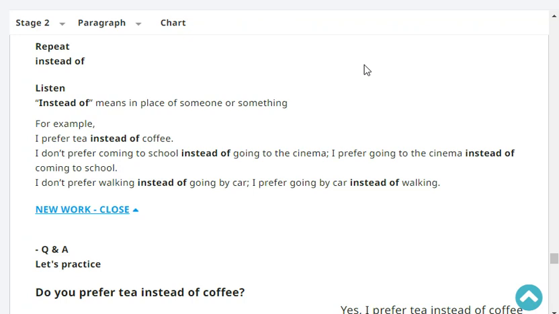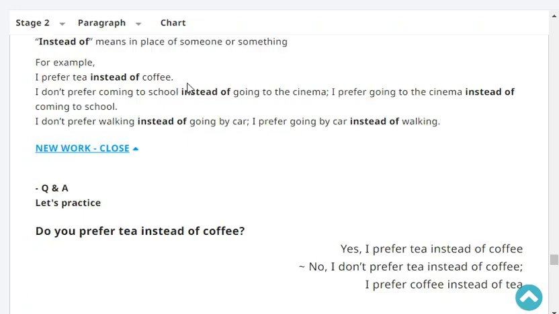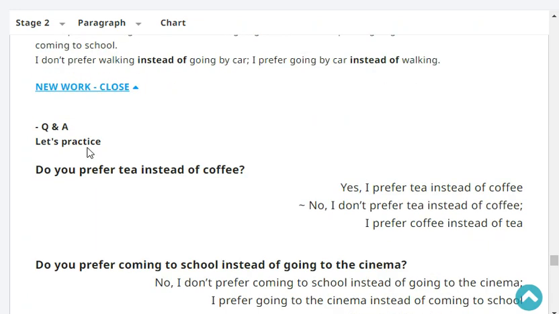I prefer going by car instead of walking. Let's practice. Do you prefer tea instead of coffee? Yes or no? No, I don't prefer tea instead of coffee. I prefer coffee instead of tea. Very good.